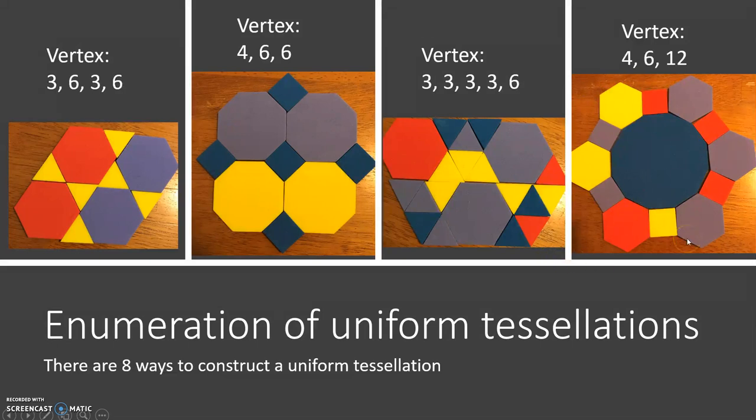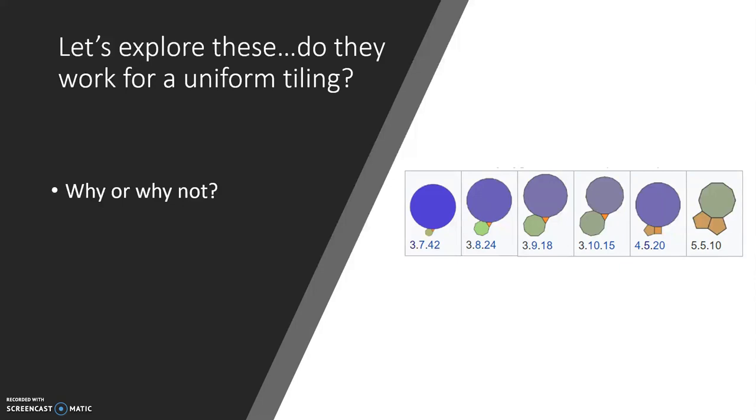Lastly, we have the 4, 6, 12. You have the square, the hexagon, and the dodecagon. You pick any vertex there, and you will see that it follows that 4, 6, 12 pattern everywhere. All right, so looking at these, would these work for a uniform tiling? In other words, would this work so that if you were to add on to these, would every vertex look the same? All right, the answer here is no.